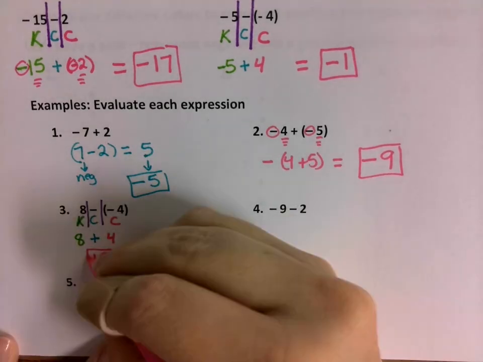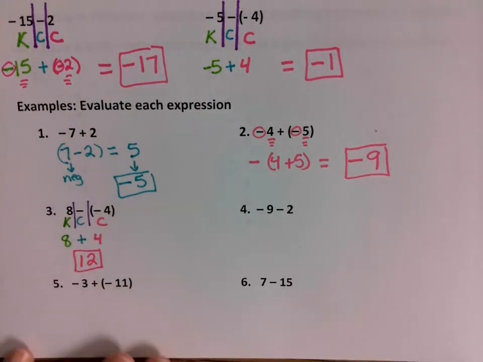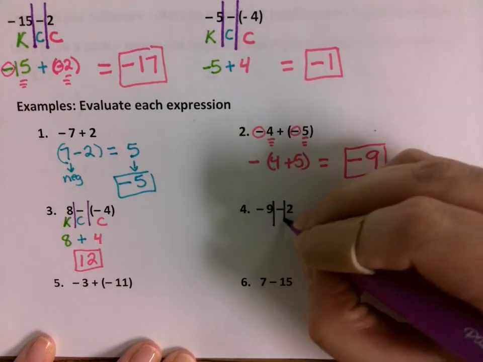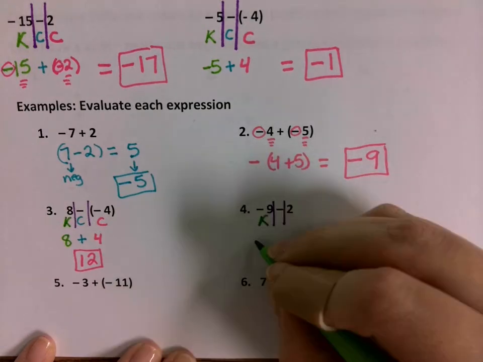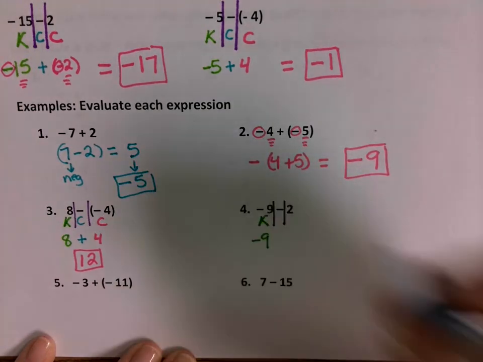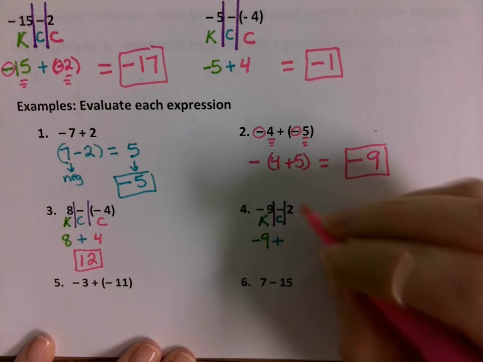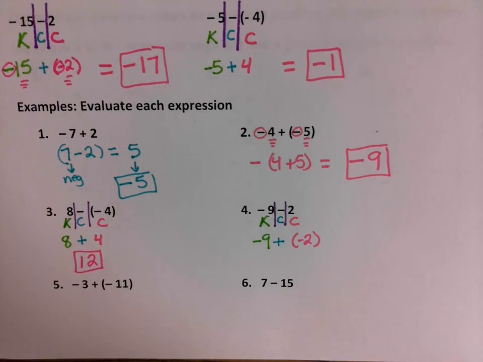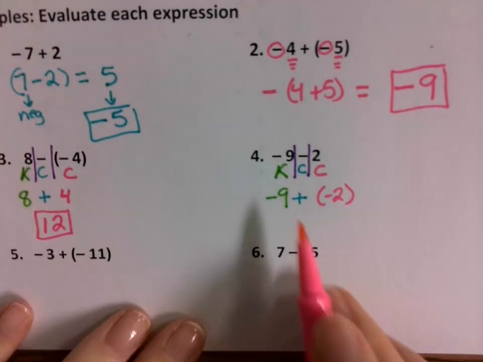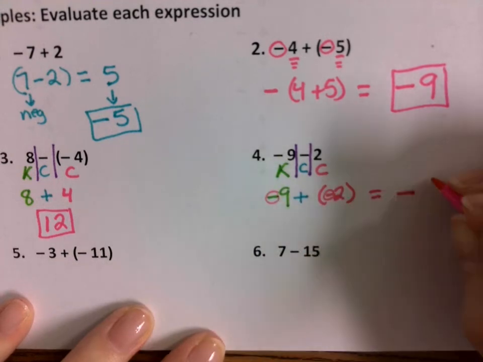For problem number 4, again, it's subtraction, so I'm going to split this up, and I'm going to do keep. So I'm going to keep the -9 as is. I'm going to change subtraction into addition, and I'm going to change a +2 into a -2. It's now addition, and again, it's addition with the same signs. They are both negative signs, so it means I'm going to keep the negative, and I'm just going to add the 9 and the 2 together. And 9 plus 2 gives me 11, so I get a -11.